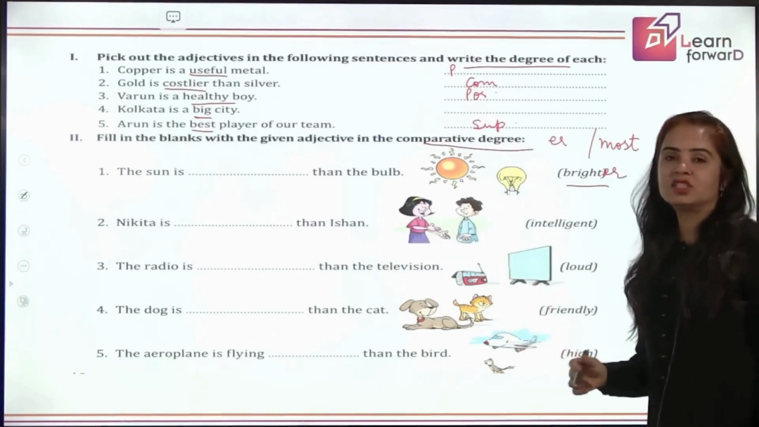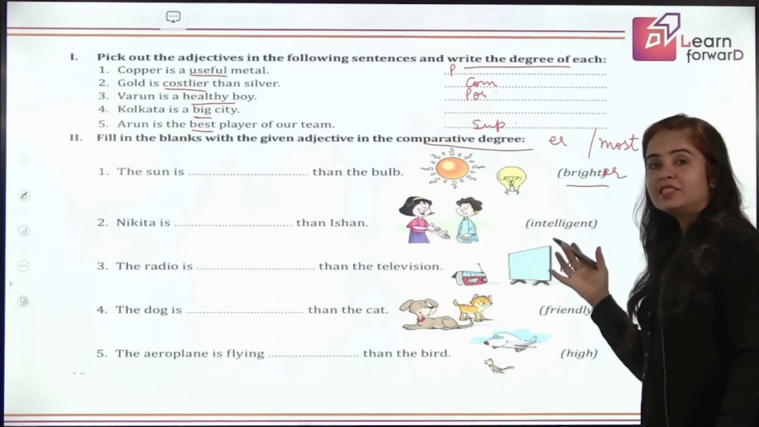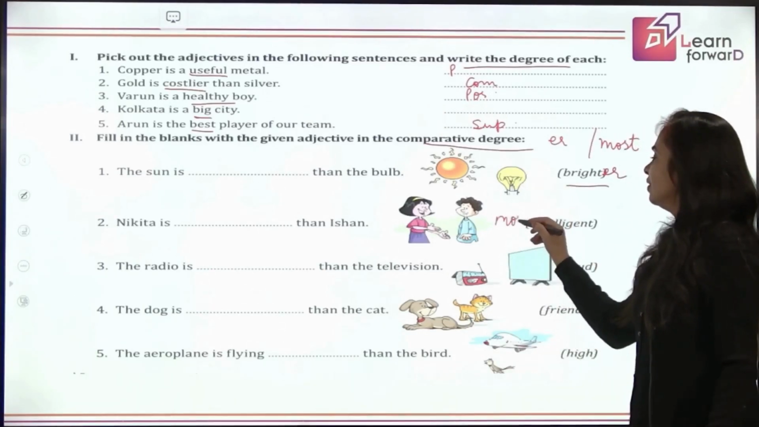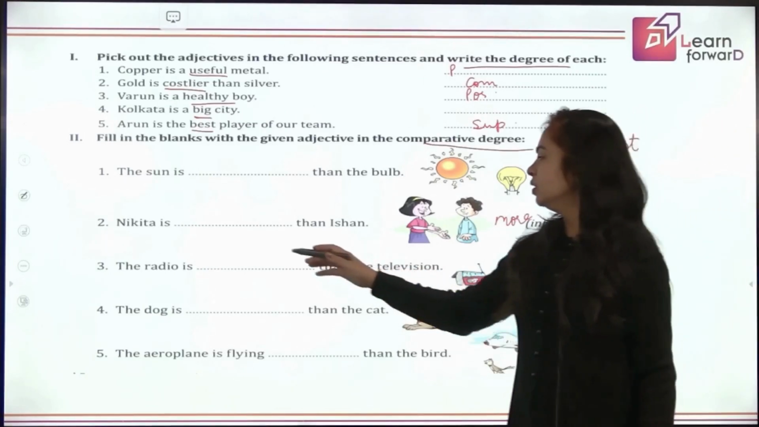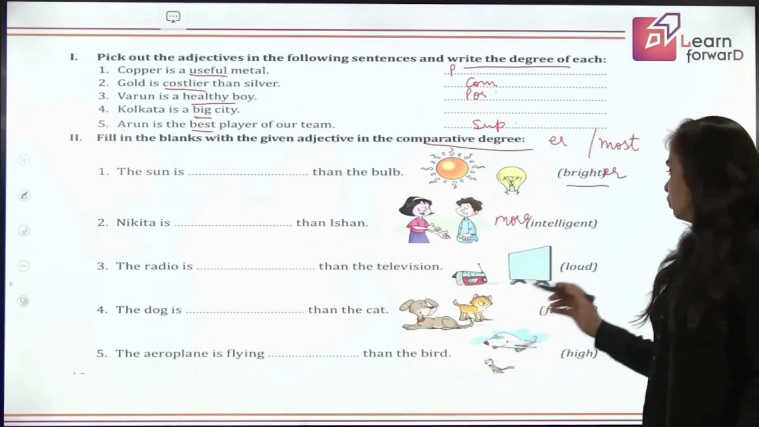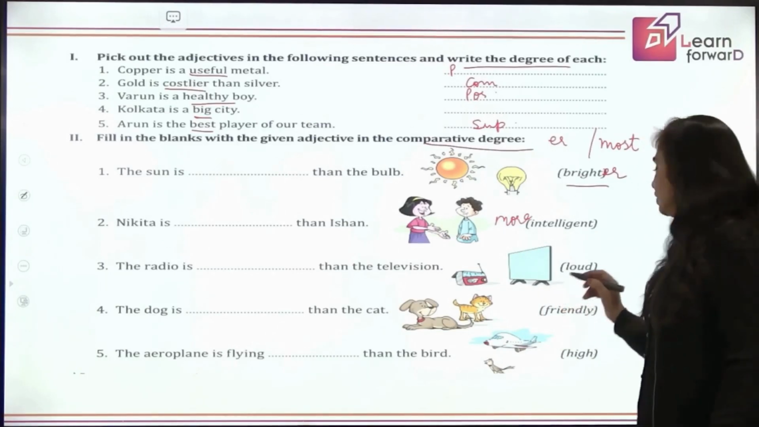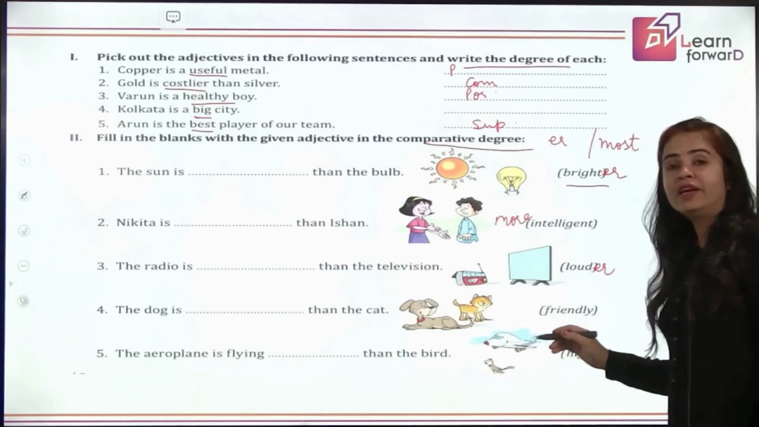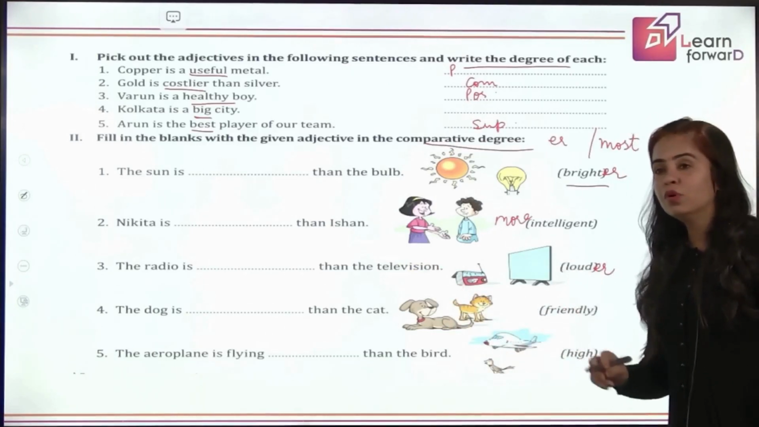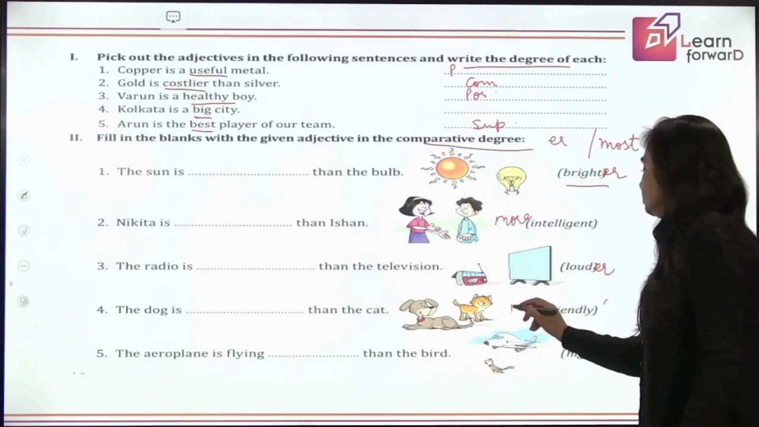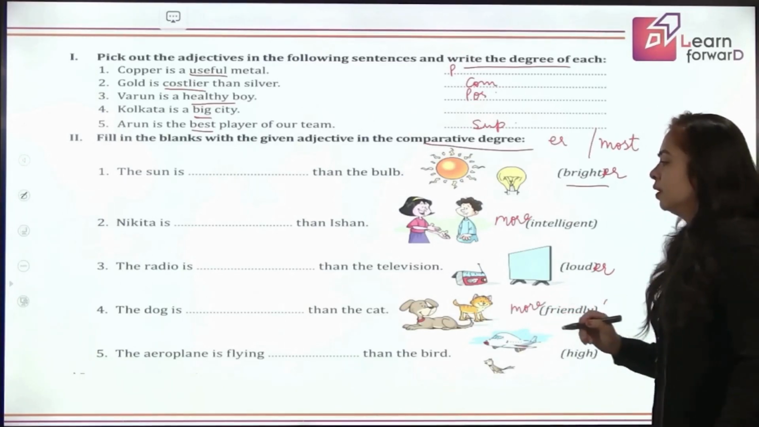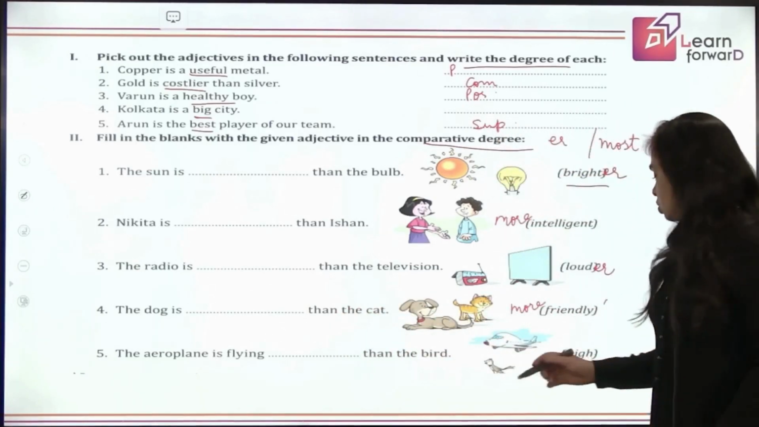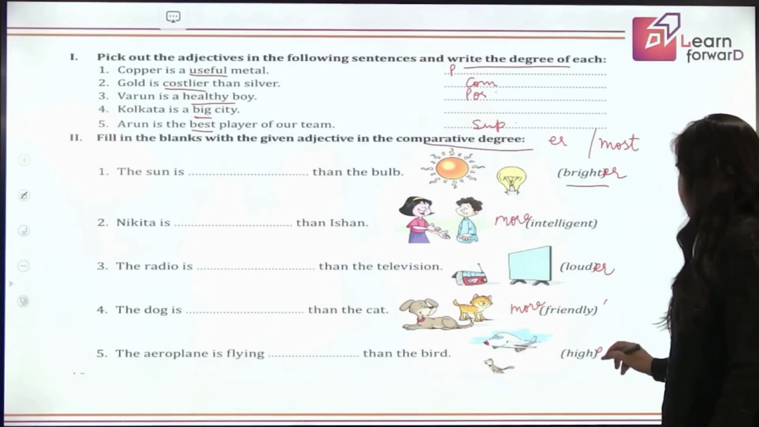Nikita is dash than Ishan. It's intelligent. And you remember the last one we did, some words. We have to add more: more intelligent than Ishan. The radio is dash than the television. So what do you see here? Loud. It is louder. The dog is dash than the cat. Friendly. It is more friendly. Next, the aeroplane is flying dash than the bird. So how is it flying? Higher. Very good.